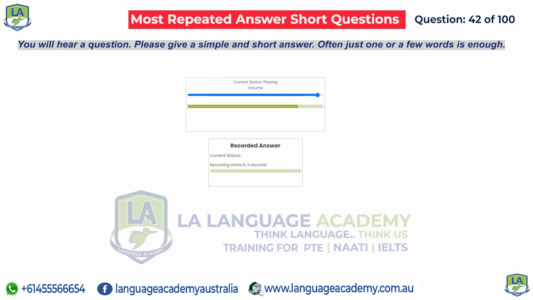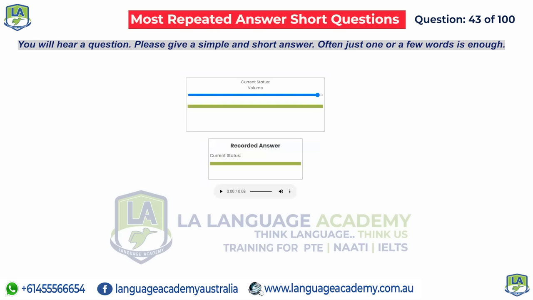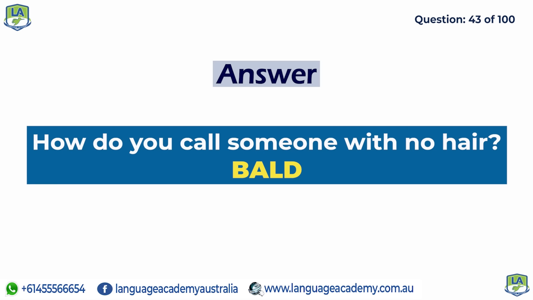What do people hold overhead when it is raining? Umbrella. How do you call someone with no hair? Bald.